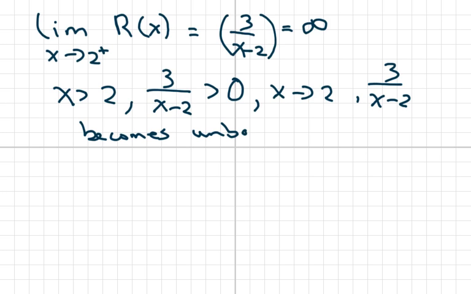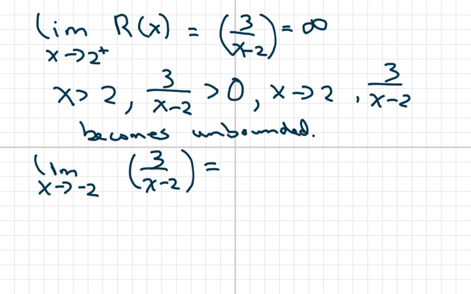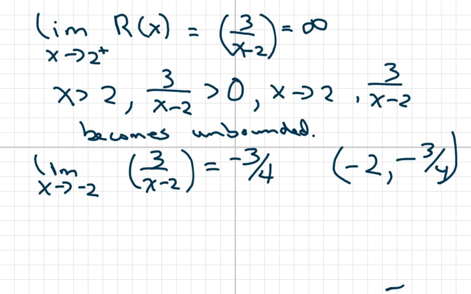All right. Now, when you plug in -2, so x approaches just -2 in general, we get 3 over x minus 2, that gives us -3/4. So that means there's a hole. When x is -2, y is -3/4.